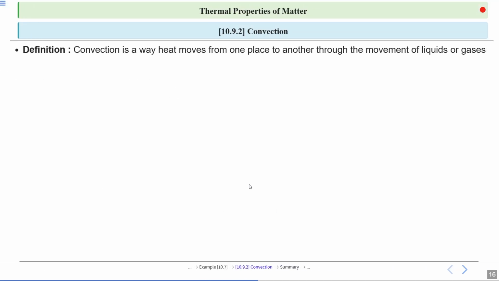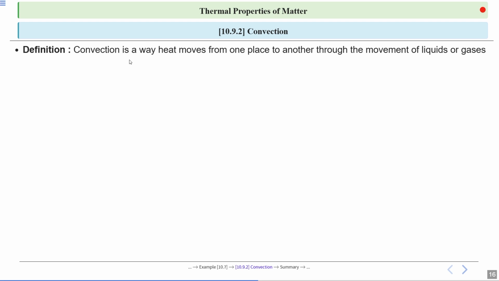Now 10.9.2, convection. Here we know convection is a mechanism of heat transfer. In previous lectures, we already studied conduction. Similarly, here we will discuss convection. This is also a process of heat transfer. So let's see the definition.